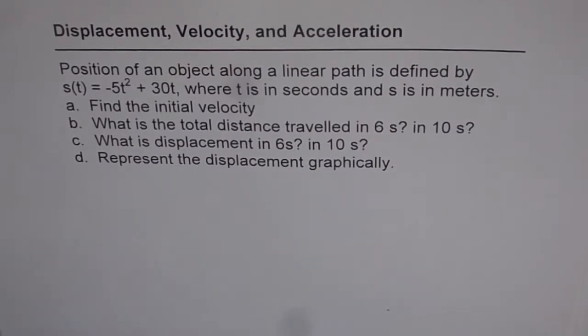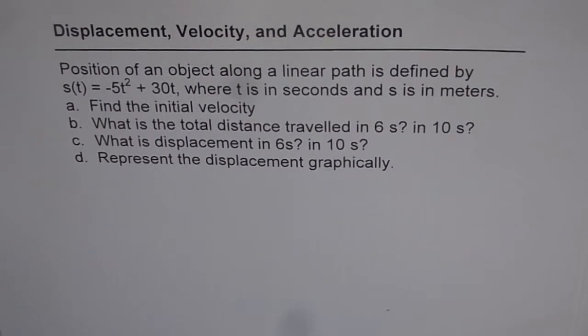Now, since I always limit my videos to half a page, I've split this question into 3 small videos. Okay, so this one is: the position of an object along a linear path is defined by s of t equals minus 5t square plus 30t, where t is in seconds and s is in meters. Find the initial velocity. What is the total distance traveled in 6 seconds, in 10 seconds? What is the displacement in 6 seconds and what is the displacement in 10 seconds? Represent the displacement graphically.